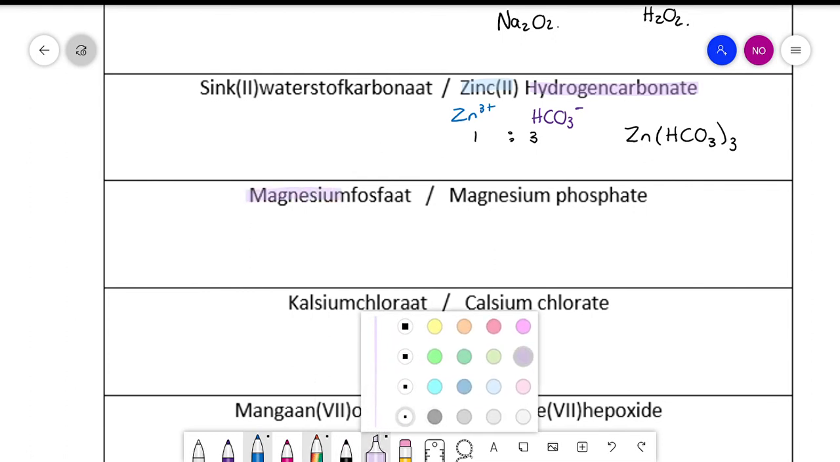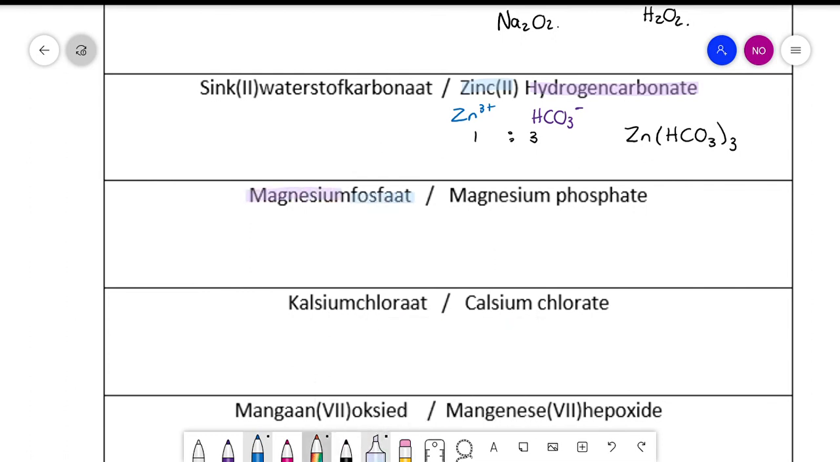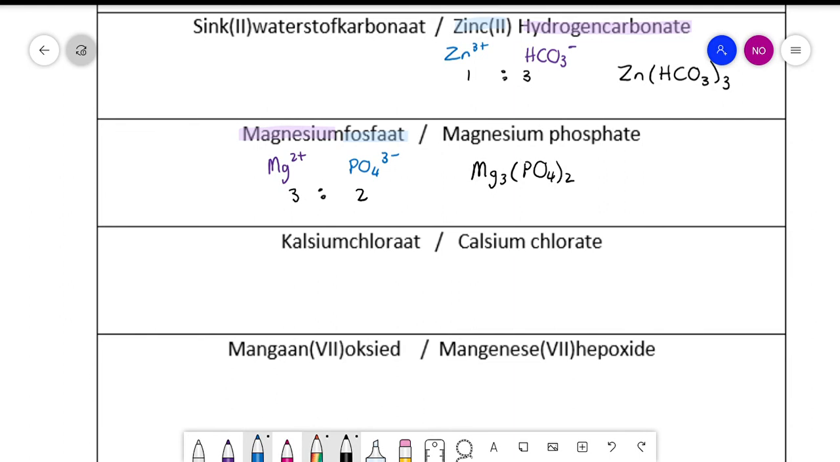Okay, ons is allemaal amper klaar. Magnesium phosphate. So it's magnesium 2 plus from my periodic table. Phosphate is PO4 3 minus. So I have to bond them 3 to 2. Now this one isn't polyatomic, so it doesn't need a bracket. But the phosphate is polyatomic, so I put it in a bracket with a 2 outside. Okay.